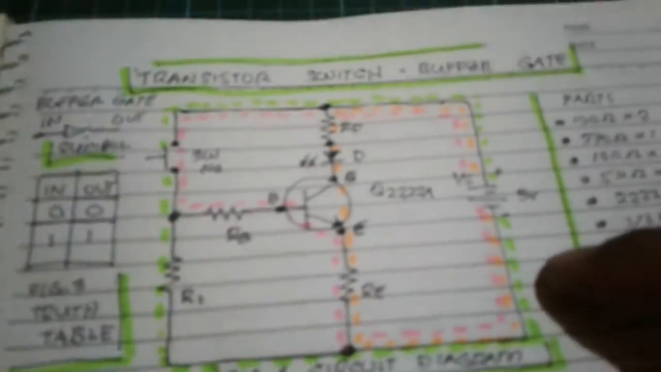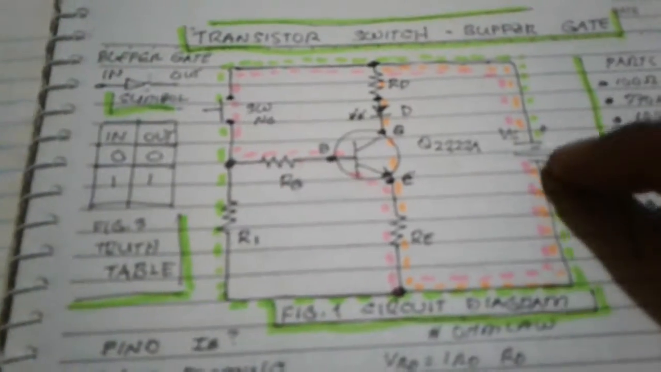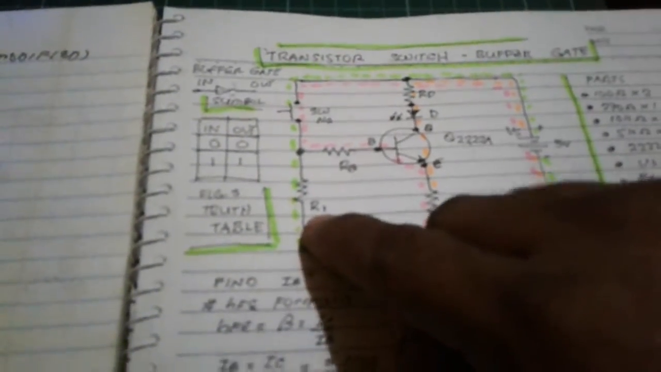So KVL at R1 here, tracing the line, the green one. KVL is voltage supply minus the voltage drop across R1 is equal to 0. So the voltage across R1 is 5 volts, the same as here. Supply voltage is equal to the voltage drop across R1 here.